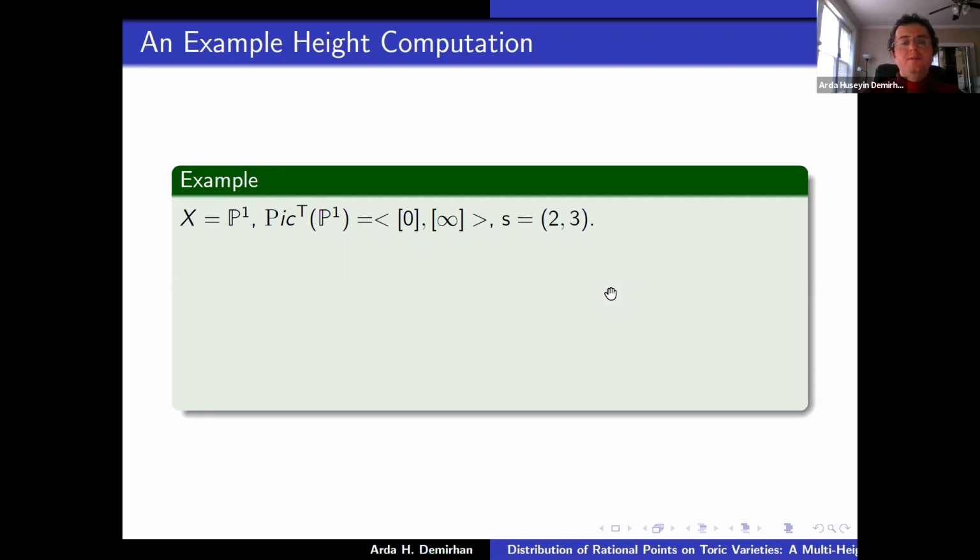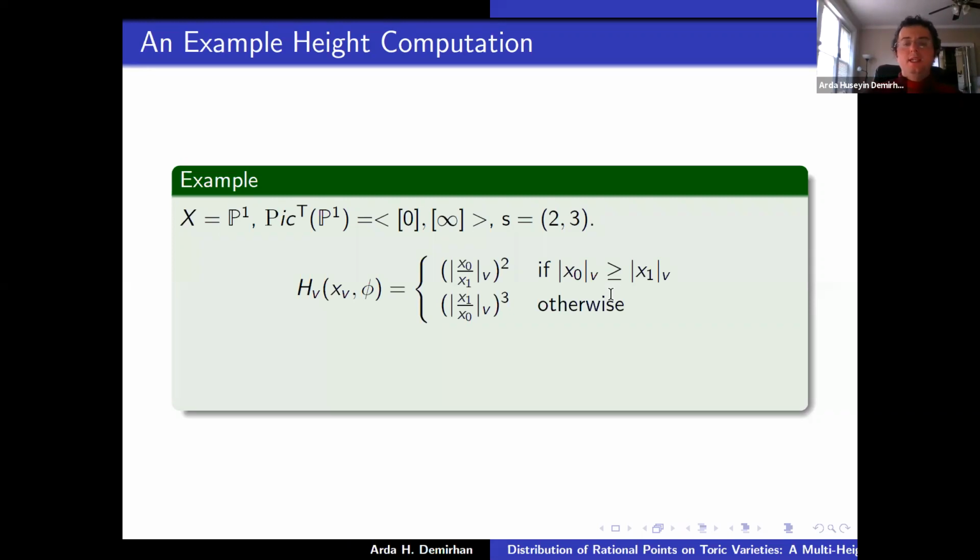So let's see an example height computation. Say we have P1 and the fan of P1 generated by the classes of 0 and infinity. And say S is equal to (2, 3). That means, of course, S1 is 2, so phi of E1 is 2, phi of E2 is 3. And just by using that, we see that the local height can be computed like this piecewise function. And then we can just take the product over all valuations to get the global height.